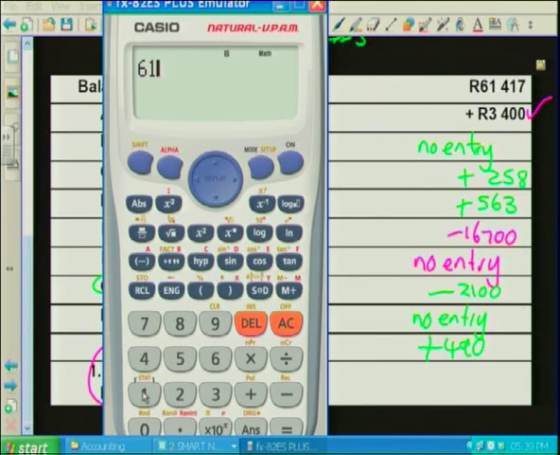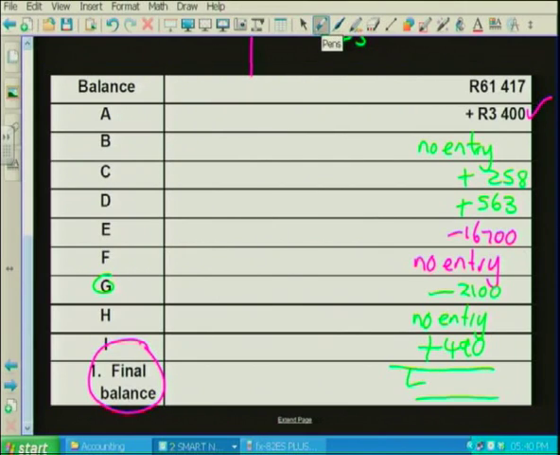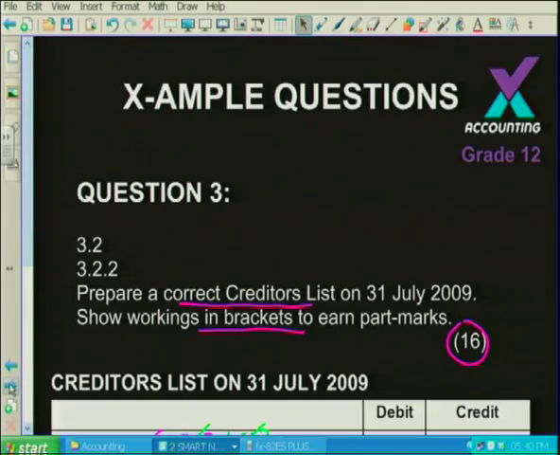Right, let's look at our amount, 61,417 plus 3,400, and then we are adding our 258, then we are adding another 563, then guys we're subtracting 16,700, then we're subtracting again 2,100, and then finally we are adding 490. For our control amount, an amount of 47,328. So let's just write that down. Our total in the end is 47,328. Let's just double check that. Yeah, there we go.